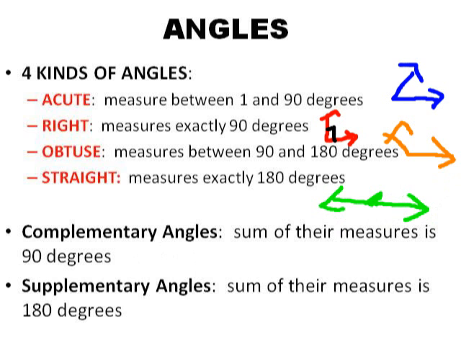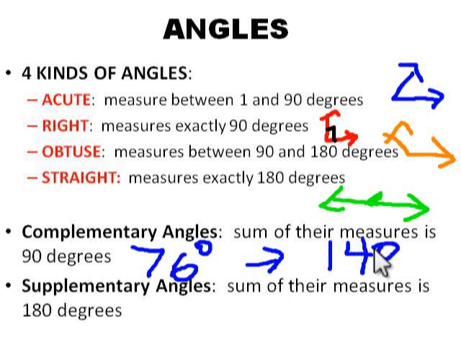Okay, next thing you need to know is that for complementary angles, the sum of their measures is 90 degrees. So if I ask you for the complement of an angle that measures 76, the complement measures 14 degrees because 14 plus 76 is 90 degrees.